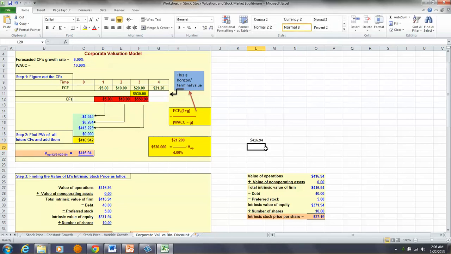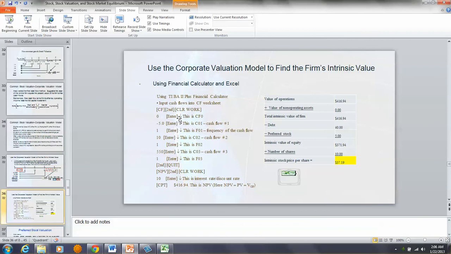So it's very handy if you use Excel. It's really easy. If you use your financial calculator, it's also very easy. You already learned this in your time value of money chapter. Okay, so let's continue.